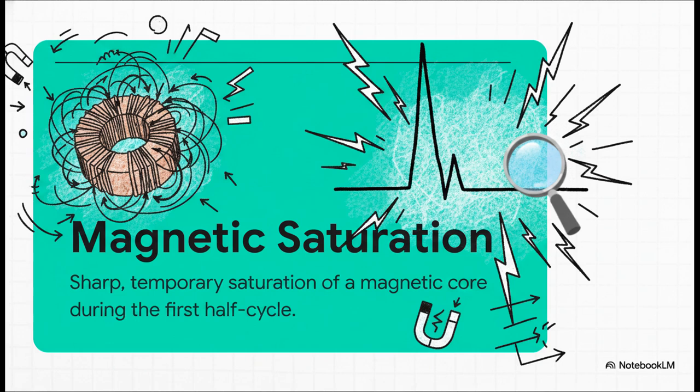But let's shift back to the very first few milliseconds, the true inrush current. What causes that massive 10 to 20 times spike? Well, it's largely due to magnetic saturation.